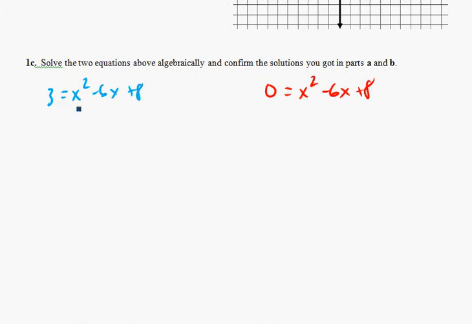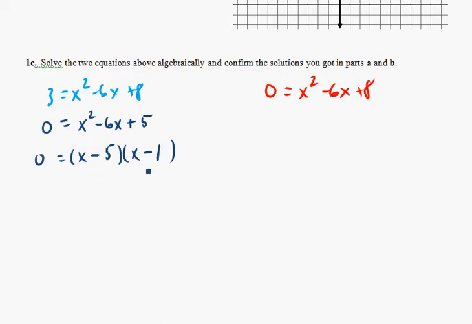So to solve this first equation, I would start by getting one side of the equation equal to 0. I would do that by subtracting 3 from both sides. If we subtract 3 from both sides, we get 0 equals x squared minus 6x plus 5. 8 minus 3 is 5, of course. Now, let's see if we can factor this equation. This equation would factor into x minus 5 and x minus 1.